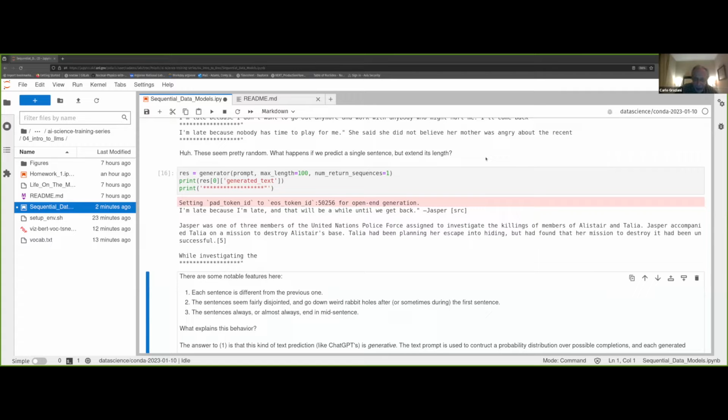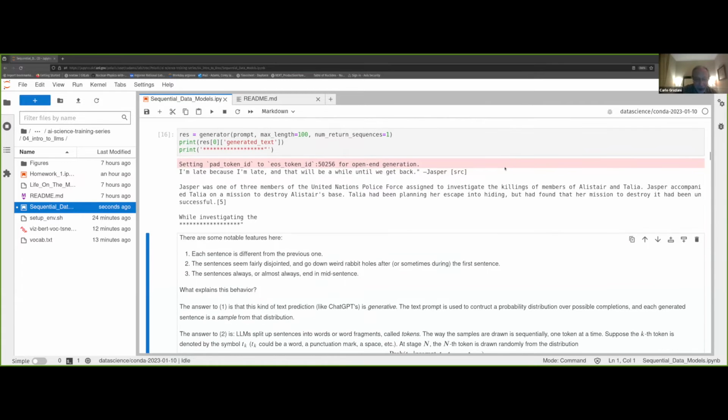Jasper, source. Jasper was one of three members of the United Nations police force assigned to investigate the killings of members of Alistair and Talia. Jasper accompanied Talia on a mission to destroy Alistair's base. Talia had been planning her escape into hiding, but had found that her mission to destroy it had been unsuccessful." And then evidently this model footnotes itself while investigating enough of this nonsense.